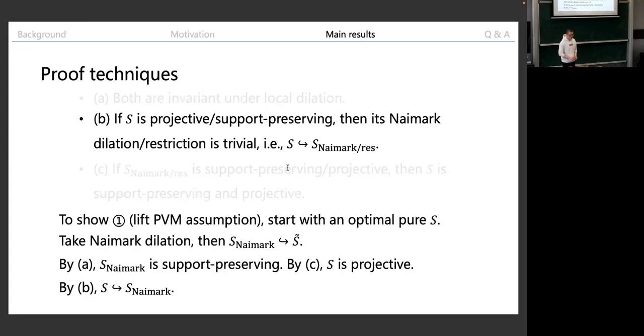And this equivalence relation is transitive, so we establish the equivalence between S and S tilde. So this is how we lift this PVM assumption.